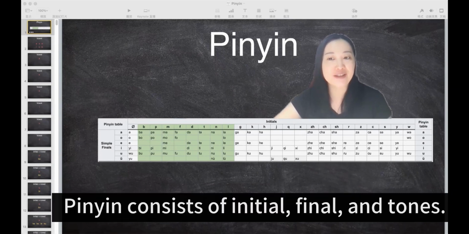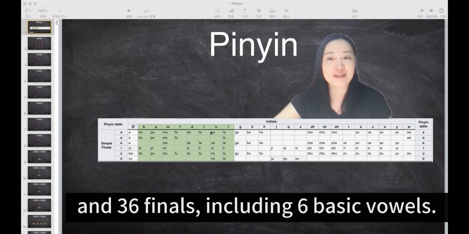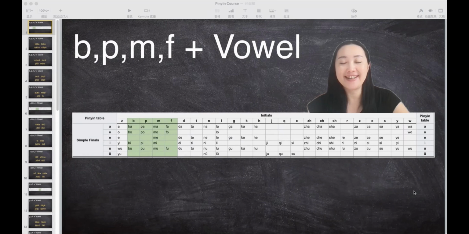Pinyin consists of initials, finals, and tones. There are 23 initials grouped by their pronunciation positions and 36 finals, including 6 basic vowels. We will first learn the 6 basic vowels and the 4 initials today.